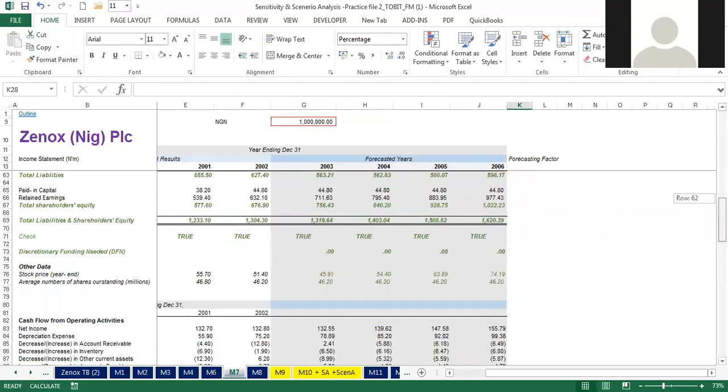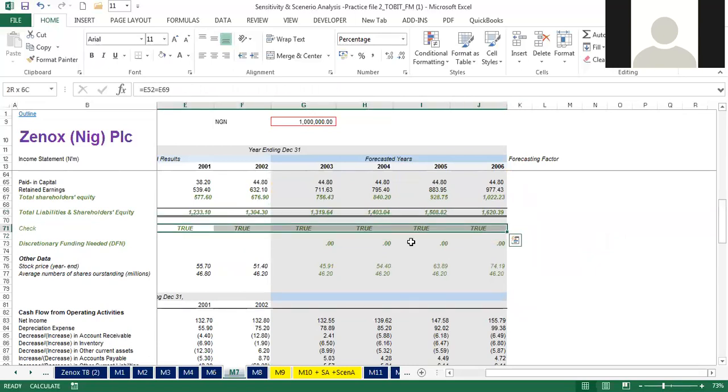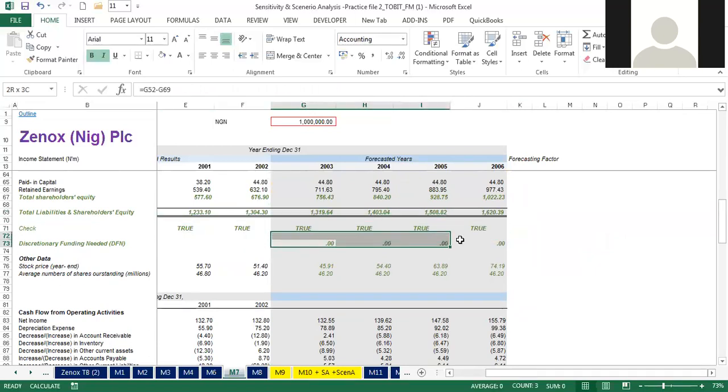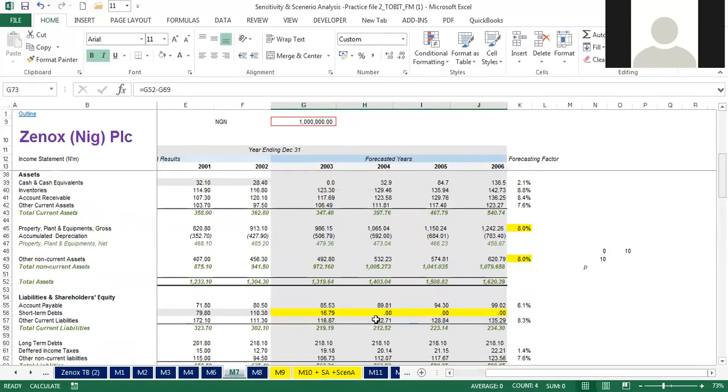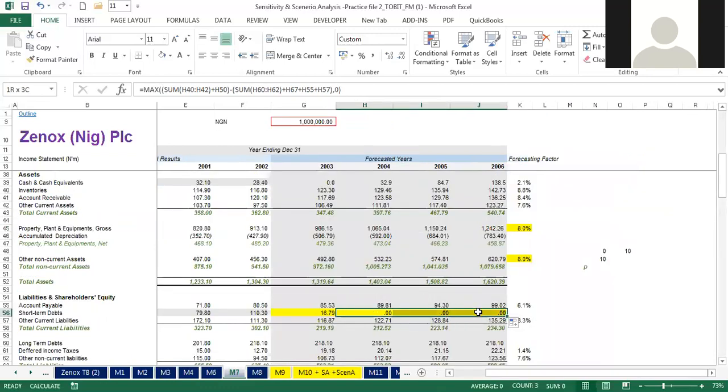Let me show you something here. If you come here and check, you can still see we are still having everything as true, and our balance sheet is still balancing, despite the fact that our short-term debt is 0. Our short-term debt here is 0 because in this model it is negative, and we cannot have it as negative. We must have it as 0. Negative means we are overpaying, paying more than we are owing, and that's not possible.